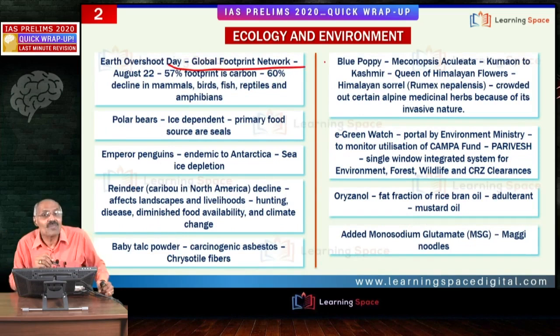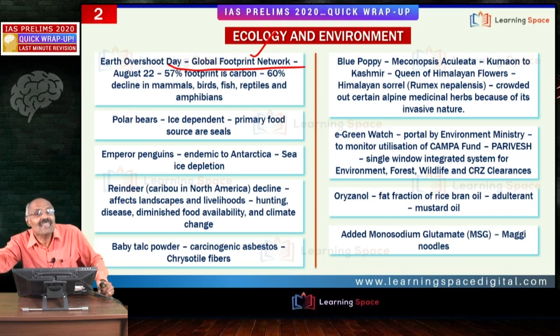Earth Overshoot Day. This is released by Global Footprint Network on August 22 this year. That means within 7 months, 22 days, we exhausted the entire resources the earth can recoup. That means whatever the earth can recoup in the ecosystems, we consumed within 7 months, 22 days. That means we consumed, within 7 months, 22 days, what is supposed to be consumed in the entire year.